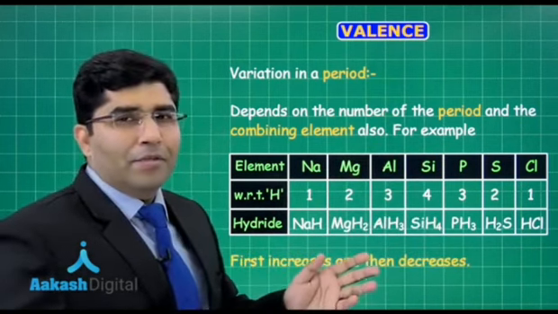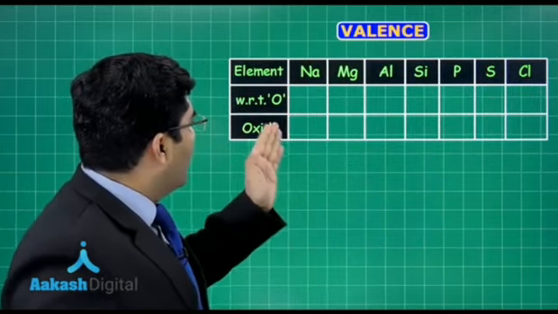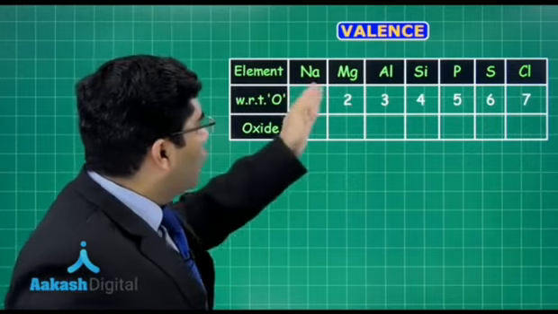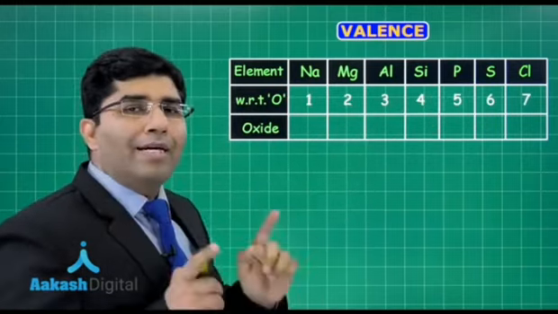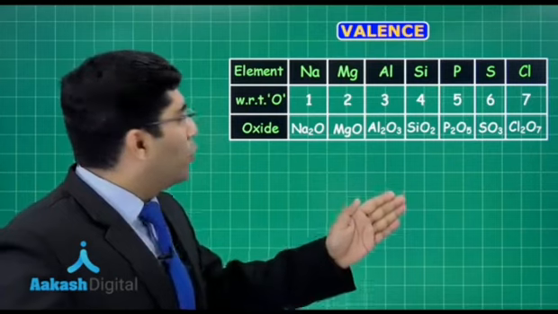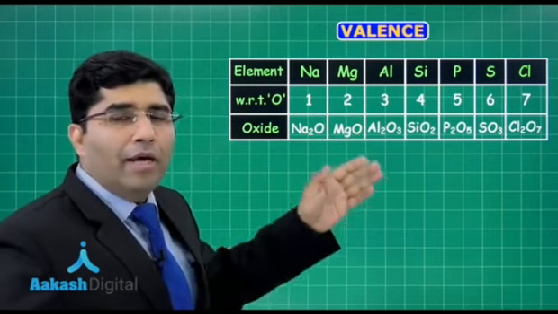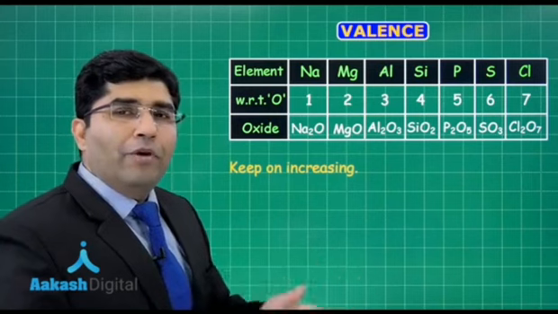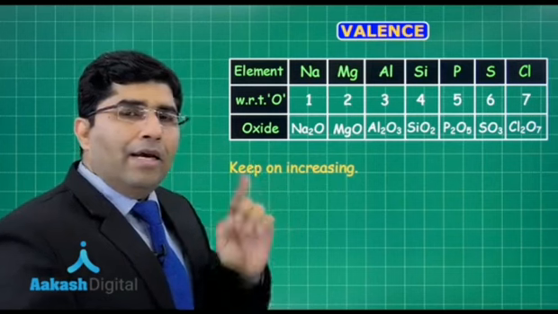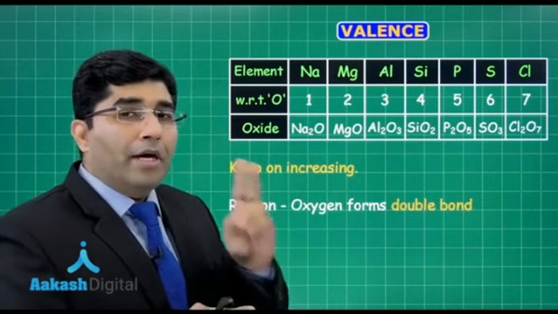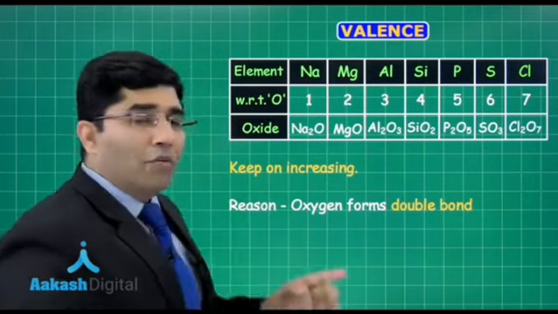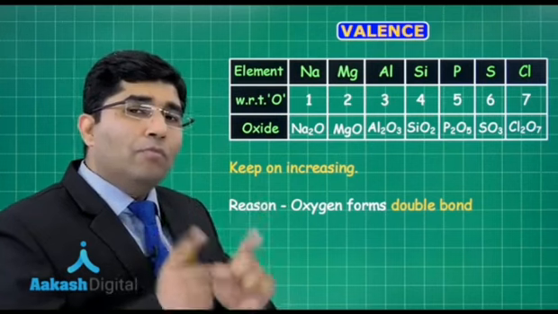Now, if we talk about oxygen, with the same period, it will keep on increasing like 1, 2, 3, 4, 5, 6, 7, and the oxides will be Na2O, MgO, Al2O3, SiO2, P2O5, SO3, and Cl2O7. So it will keep on increasing. The reason behind it is oxygen forms a double bond. Therefore, the valency of an element with respect to oxygen will always be more than that of hydrogen, right?